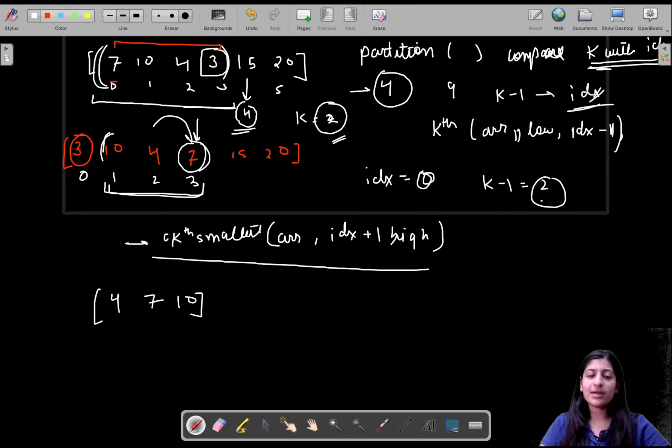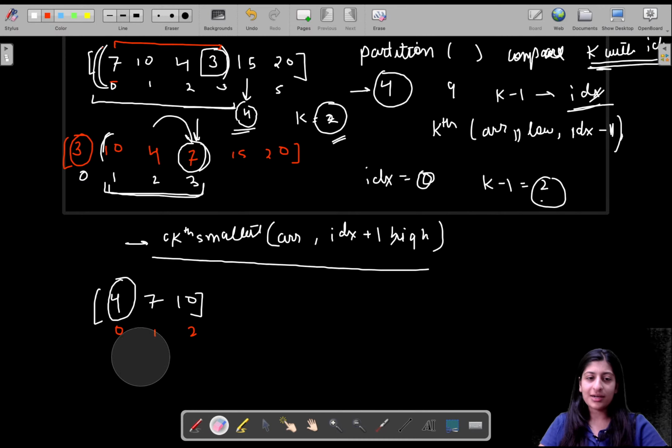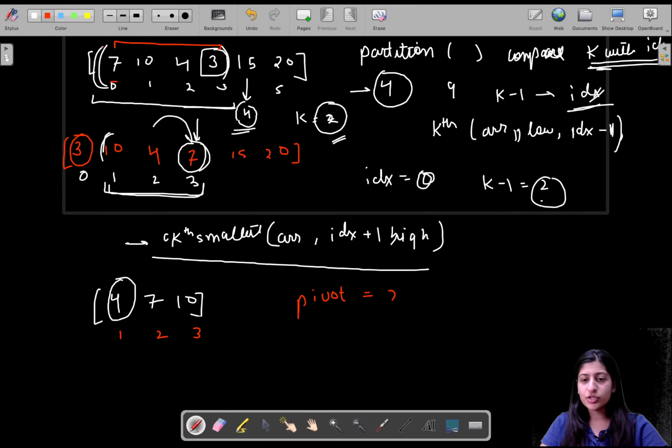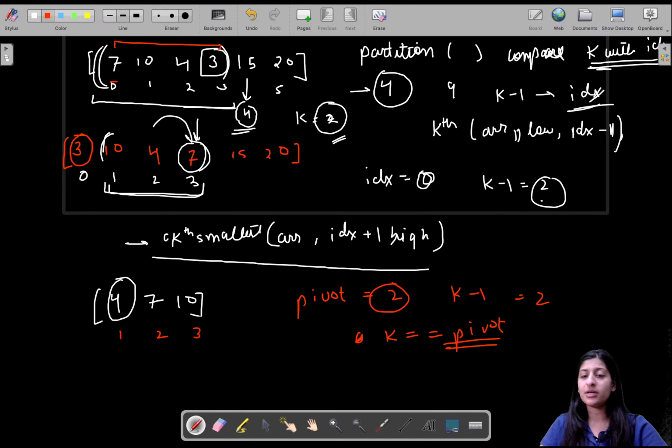Now you are at this index. Where did your pivot element go? Your pivot element is at this position. This position is 0, 1, 2, ideally, for our understanding. But according to the array, this position is 1, this is 2, this is 3. Now your pivot, that is 7, is at position 2, and your k minus 1 is also 2. When k minus 1 equals the pivot index, that is exactly the element that you should return. So you will return arr of pivot.